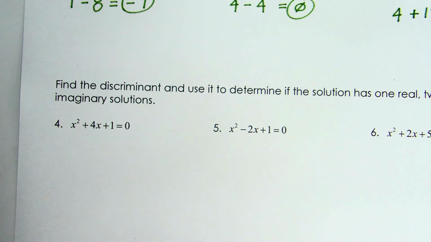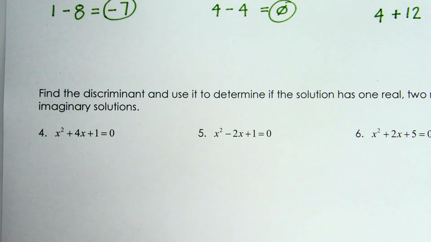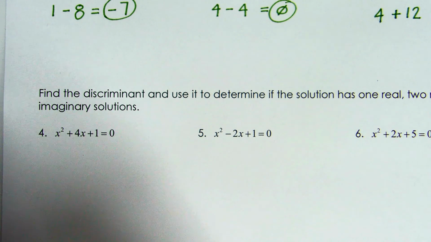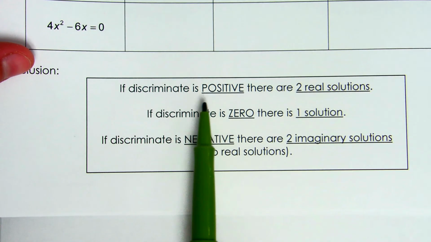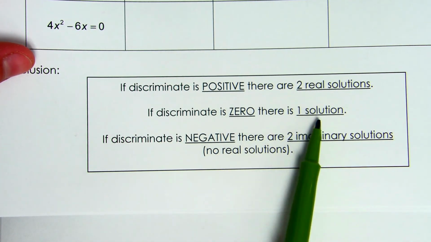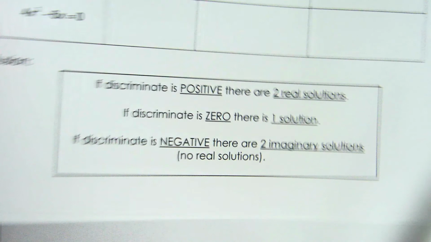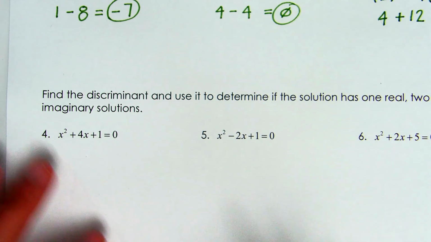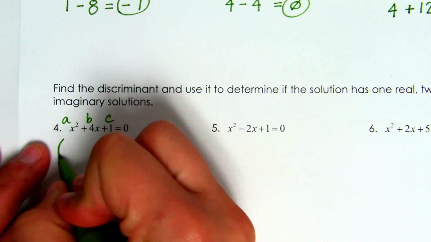Next, it wants me to do the same thing, find the discriminant, but then decide, does that solution mean 1 real, 2 real, or 2 imaginary solutions? So if you look back on the notes for today, a positive discriminant is 2 real, 0 is 1 real, and a negative is 2 imaginary. So again, I have a, b, c. I'm going to plug it into my formula.